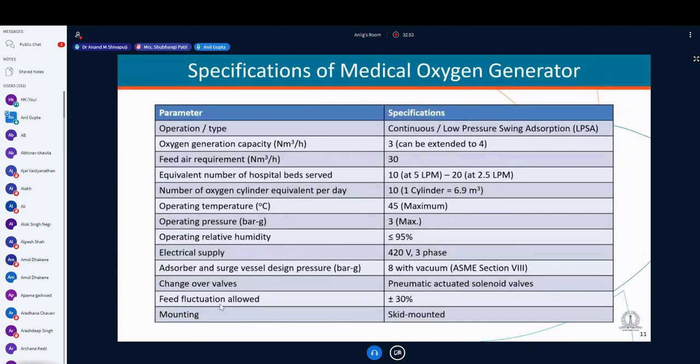That has a substantial impact in terms of the cost of electricity required for compressing the air. And the capacity of our system is about 3 normal cubic meters of oxygen per hour.